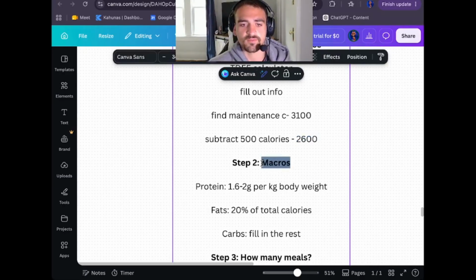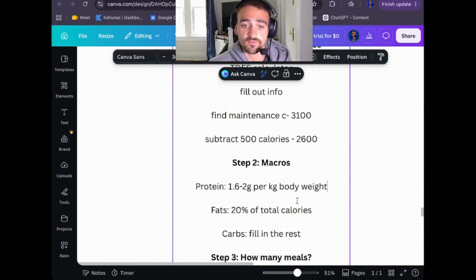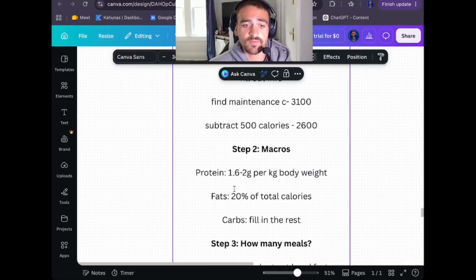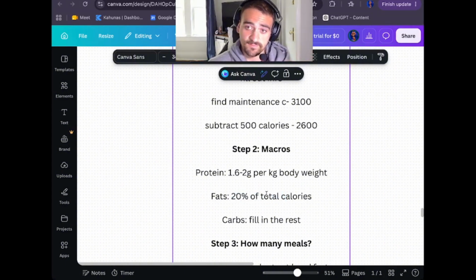And that's why macros are important, because we need enough protein to support muscle growth and to keep your muscle tissue on and grow more while you're losing weight, and so you can actually feel full throughout the day. We need enough fats so that you keep your hormones functioning properly and your brain health, and you keep your joints lubricated. You're much less likely to get injured in the gym if you eat enough fat.